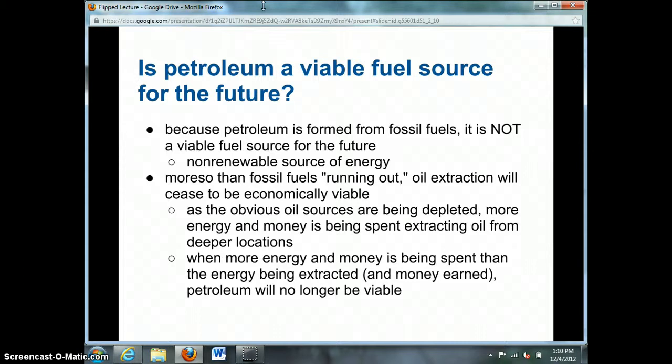environmental activists will say that we're running out of fossil fuels and that's why we need to change our ways, and that is true. However, more so than fossil fuels actually running out, the whole process of extracting oil will become more and more expensive as we keep going deeper and deeper, and it will cease to be economically viable. As the obvious oil sources are being depleted, more energy and money is being spent extracting oil from deeper locations. When more energy and money is being spent than the energy extracted and money earned, petroleum will no longer be viable. The end.